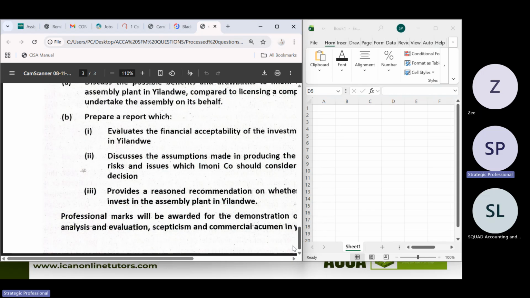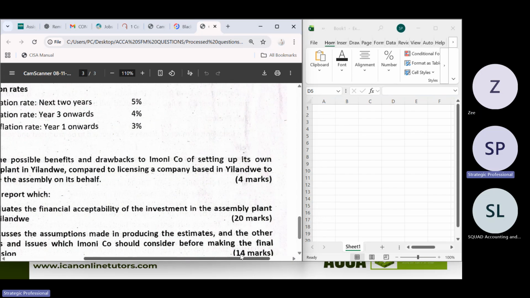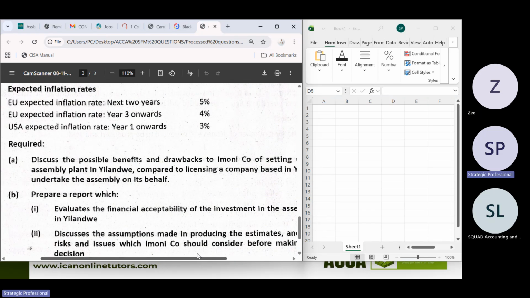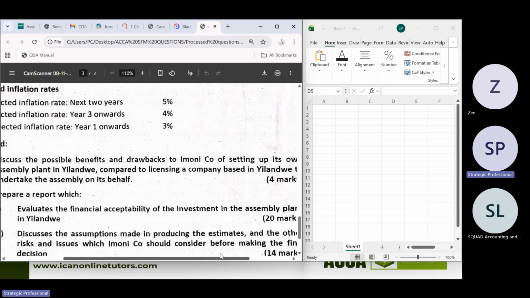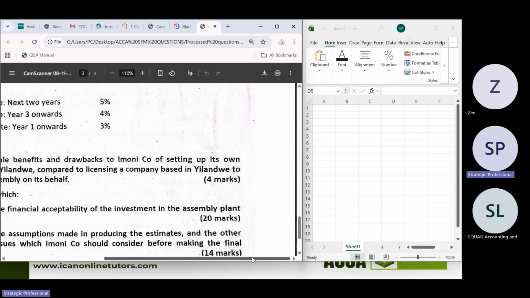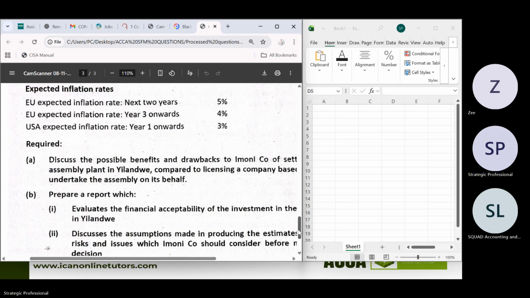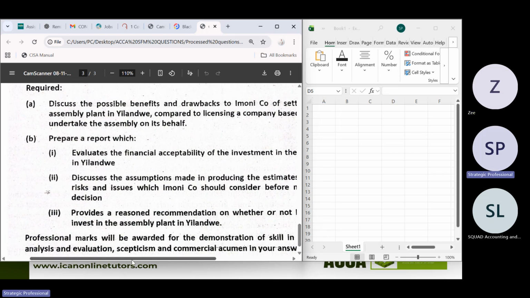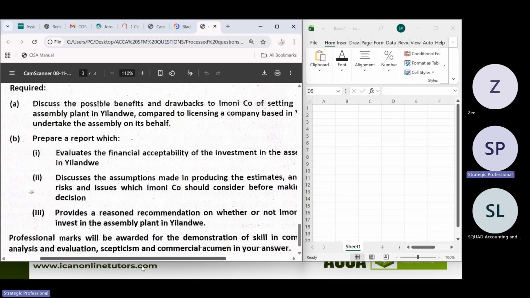So they said, one, discuss the possible benefits and drawbacks to Imonico setting up its own assembly plant in Yilandwe, compared to licensing a company based in Yilandwe to undertake the assembly on its behalf. And two, prepare a report which evaluates the financial acceptability of the investment in the assembly plant in Yilandwe.